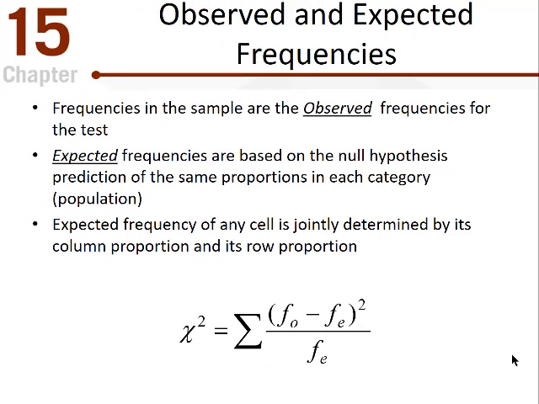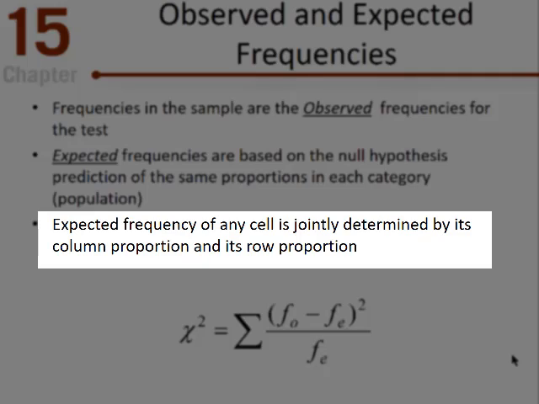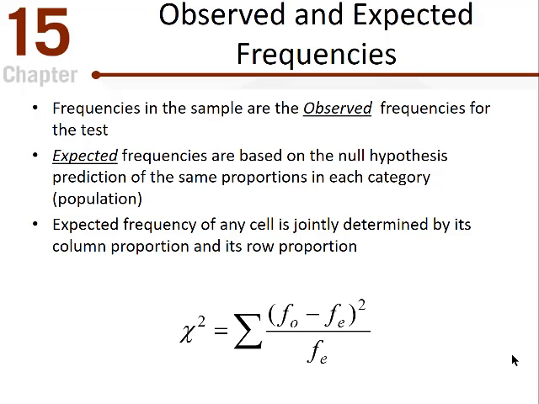So before we get to the actual calculations, let's just look at the observed and expected frequencies one more time, because that's what chi-square is based on. So the frequencies in the sample, the one we have in our samples, are the observed frequencies, so FO. The expected frequencies, FE, are based on the null hypothesis, on the prediction of the same proportions in each category. The expected frequency of any cell is jointly determined by its column proportion and its row proportion. So the FO is just what we have from our sample, so that's just a matter of counting again. But let me show you how we get the expected frequency.